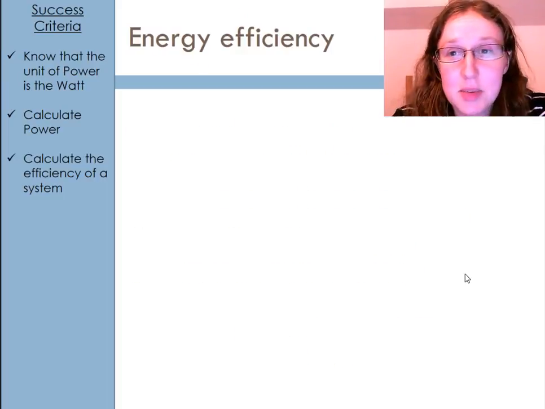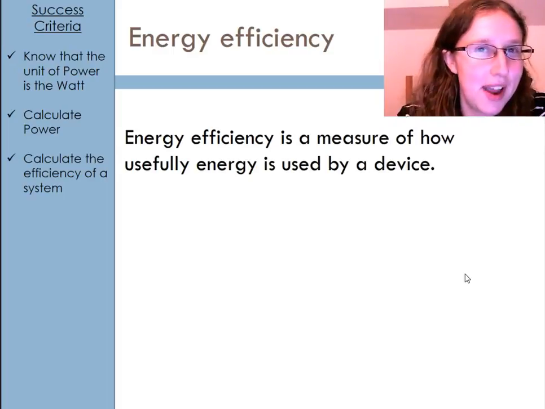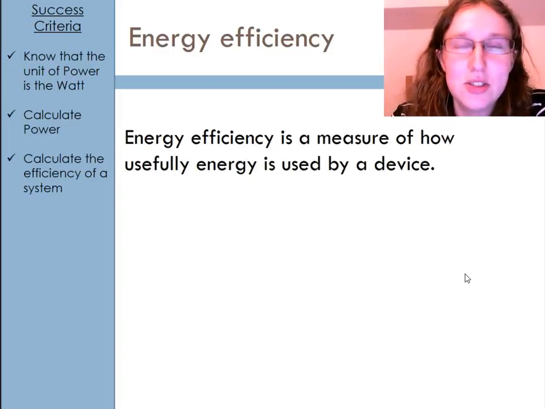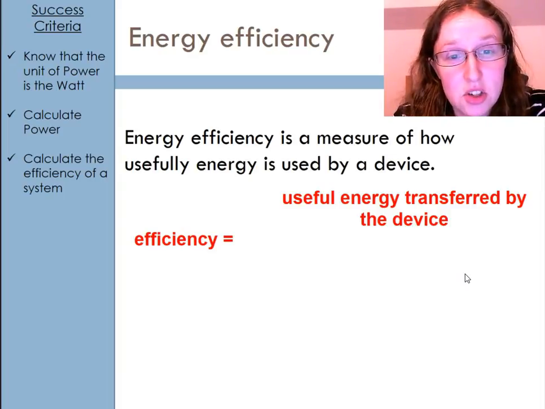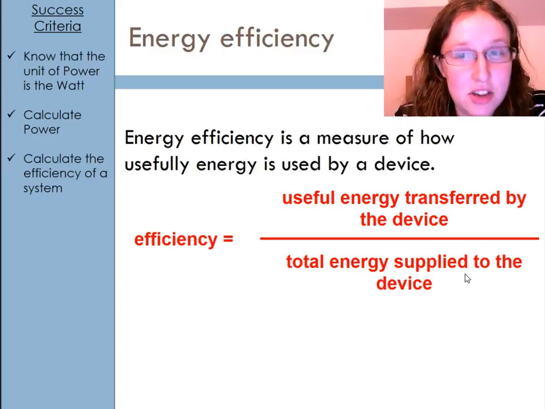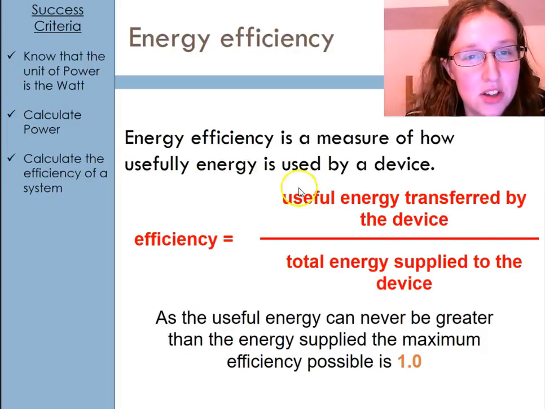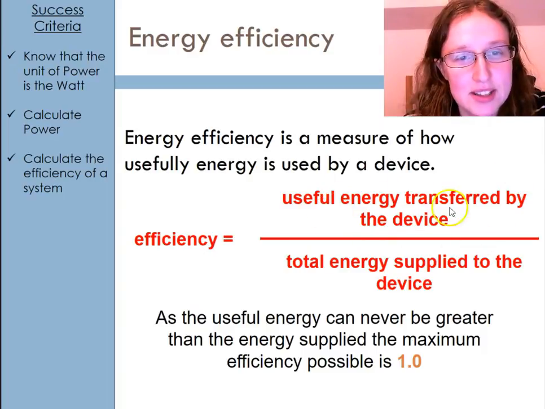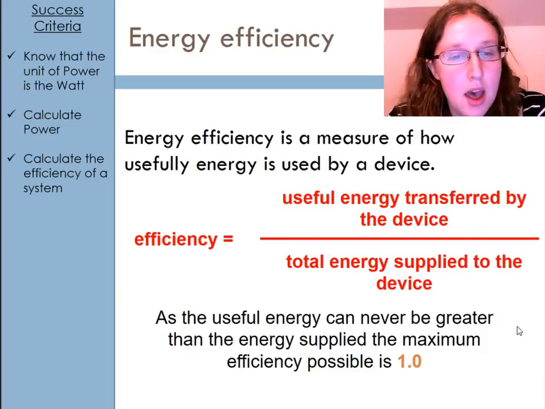Okay, last thing we need to do is talk about energy efficiency. Energy efficiency is just a measure of how usefully the energy supplied is used by a device. So we tend to say efficiency is equal to the useful energy transferred divided by the total energy supplied. As a note, efficiency can never be greater than 1, because that's the maximum, because if all the energy transferred is equal to the energy supplied, so if all the energy I put in is used usefully, that would give me 1, and I can't use more than I put in.